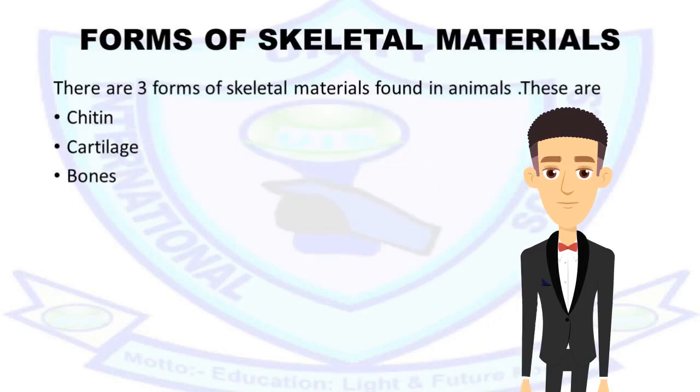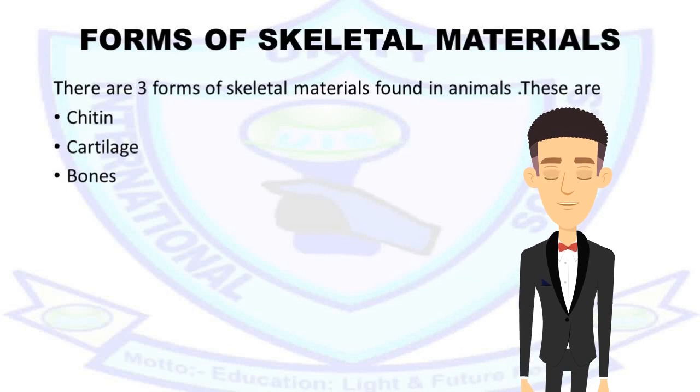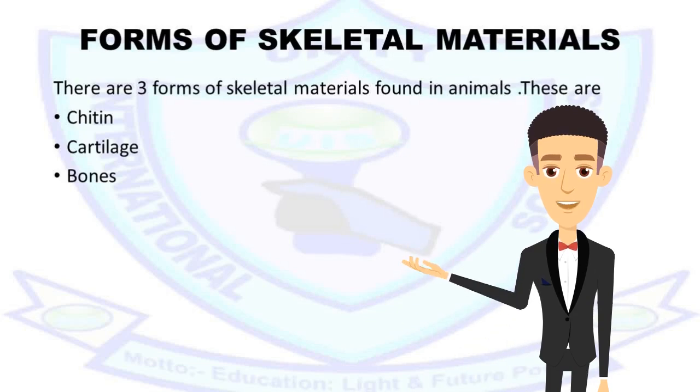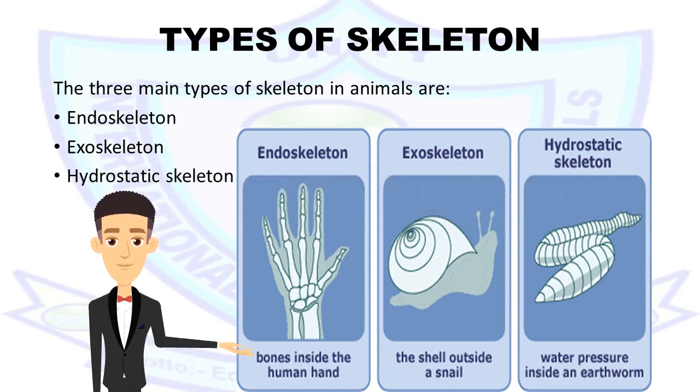Answer 3. There are 3 forms of skeletal materials found in animals. These are: 1. Chitin. 2. Cartilage. 3. Bones. Answer 4. The 3 main types of skeleton in animals are: 1. Endoskeleton. 2. Exoskeleton. 3. Hydrostatic skeleton.